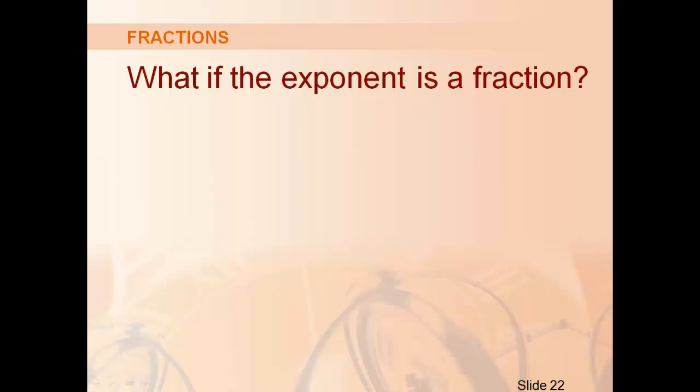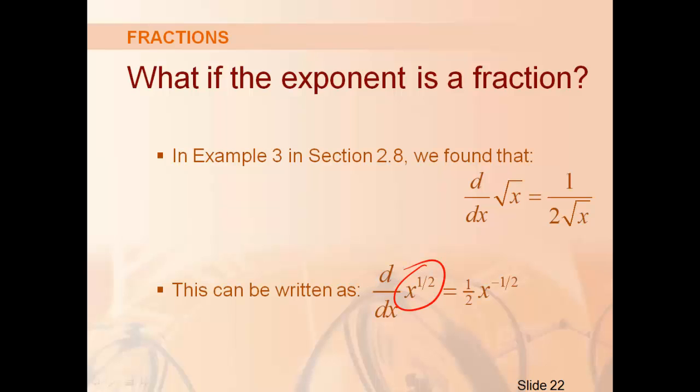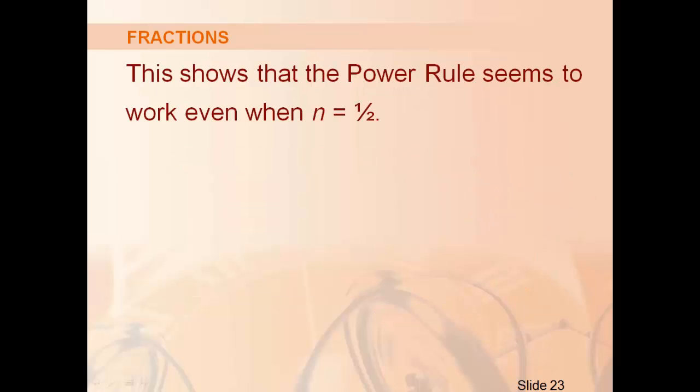Well, what if the exponent is a fraction? And recall that fractional exponents mean roots. And in example 3 of section 2.8, we found the derivative of the square root function to be 1 over 2 times the square root of x. Well, we can write the square root as x to the 1/2 power, and if we bring the 1/2 down and then decrease 1/2 by 1, so 1/2 minus 1 gives us x to the negative 1/2 power, which is just another way to write 1 over 2 times the square root of x. This shows that the power rule seems to work even when n is equal to 1/2.